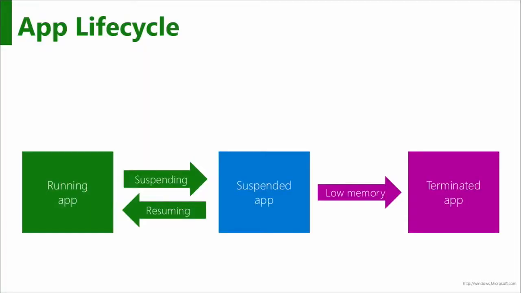Okay, so that's the third state that we're looking at, this purple state where your app is terminated. Low memory is an event that happens as I go into terminated? Well, it's not an event that you will get in your application, but it's a situation that the system is managing, and it will terminate the app when it needs to.